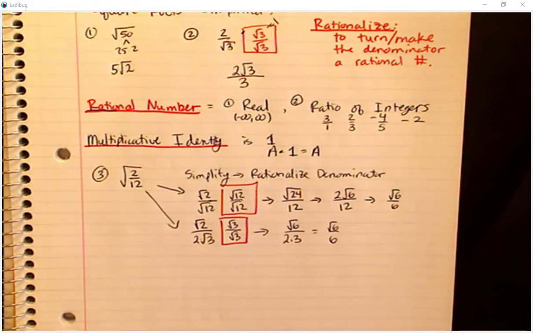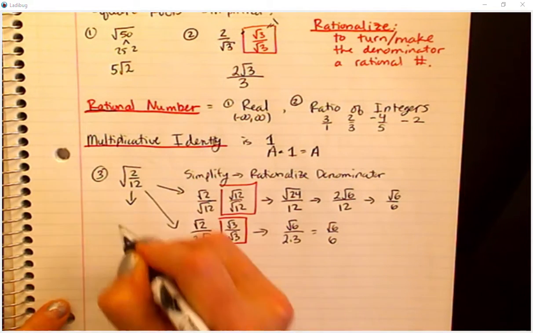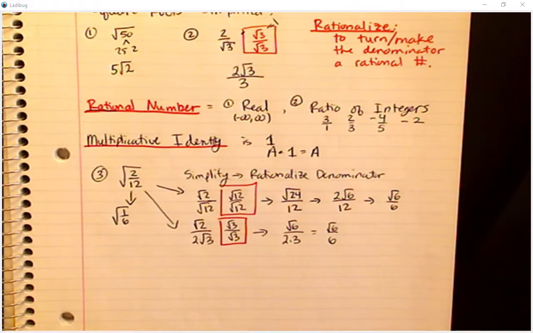Did somebody do it even, well, same number of steps but different? Okay, Lily? I don't know if this is right, but I simplified the fraction first. I did 1 over 6, and then I rationalized. Yeah, 2 and 12 reduce.